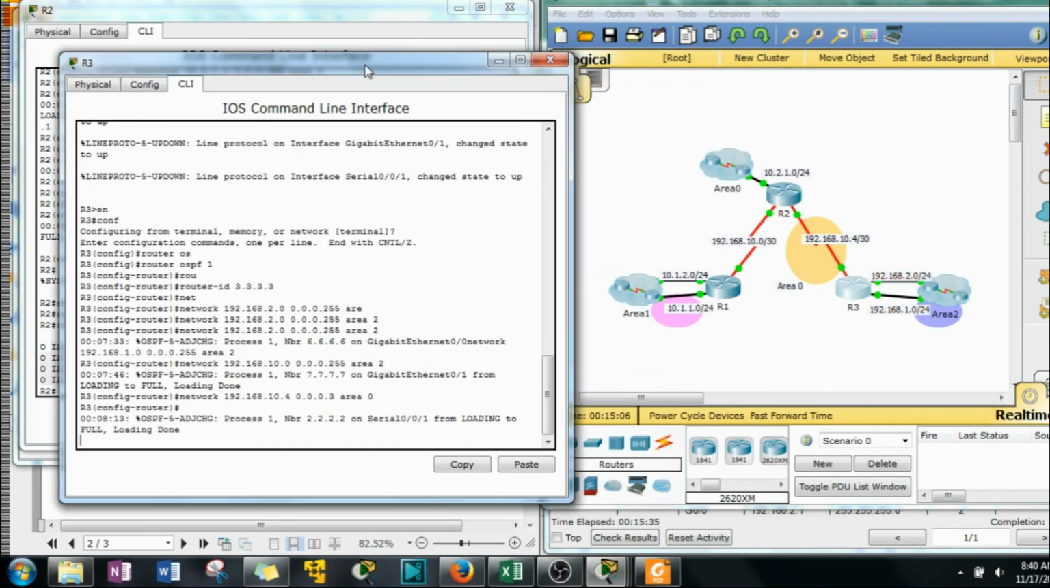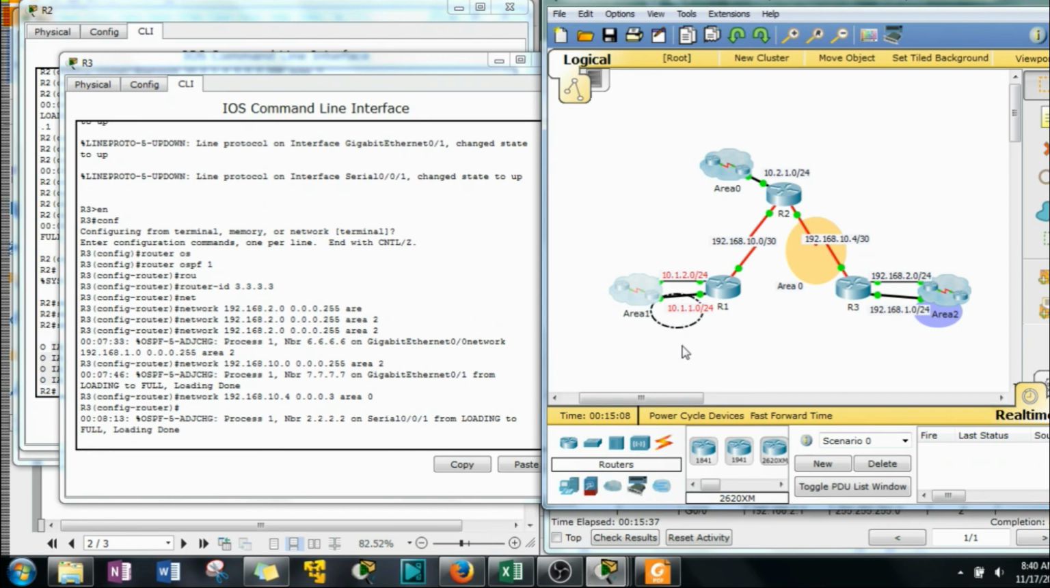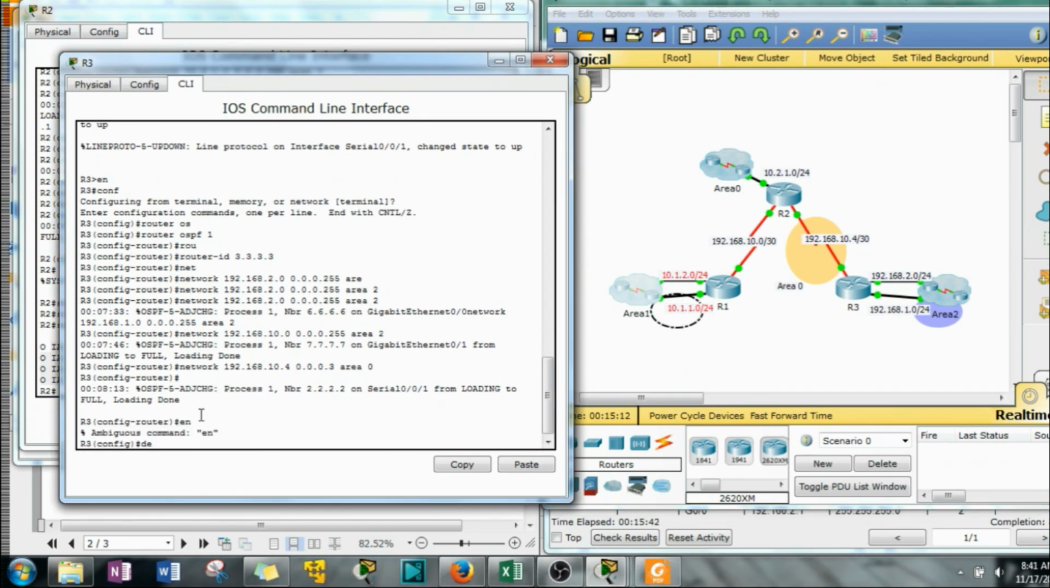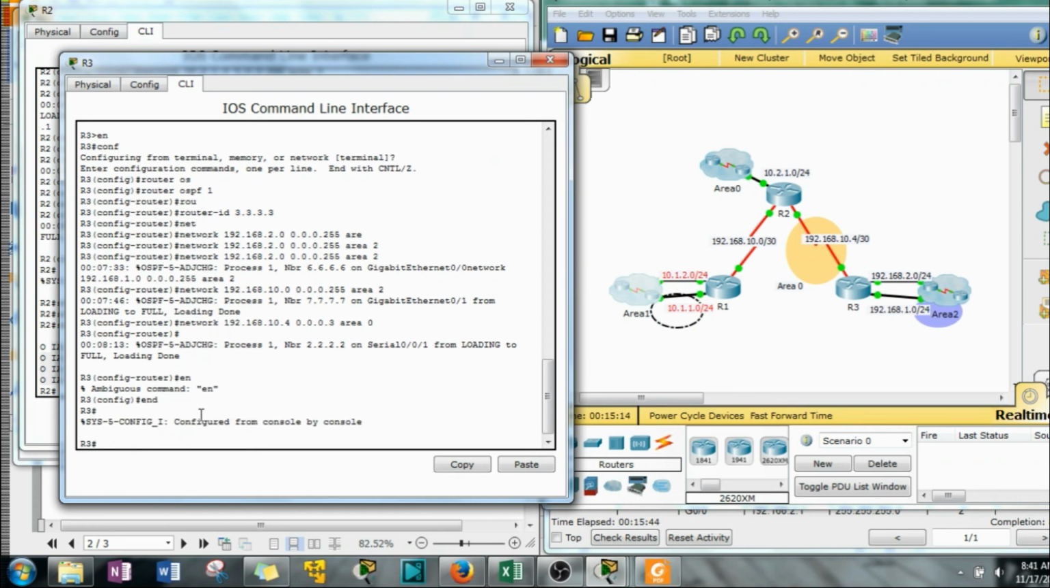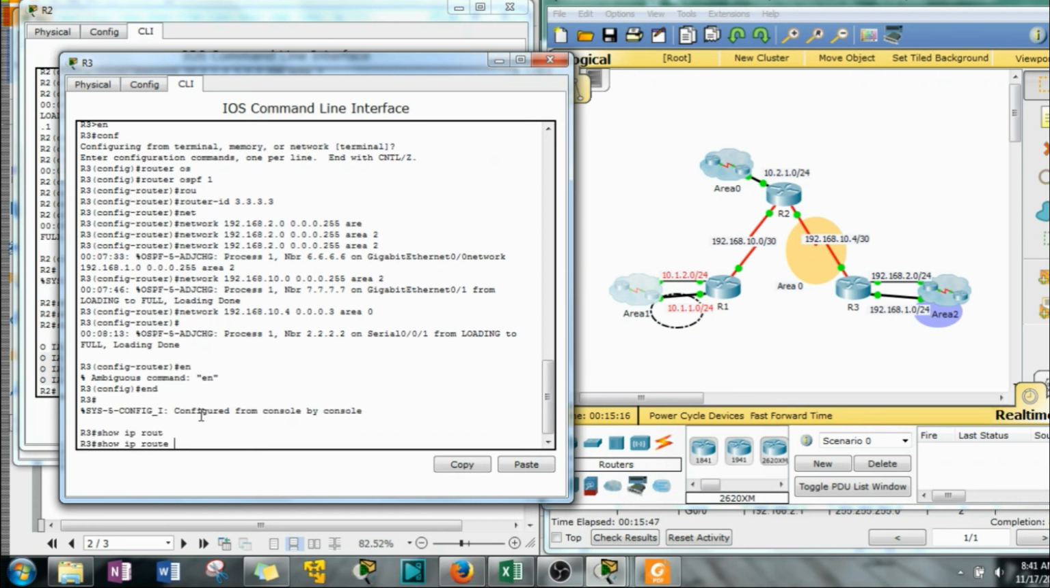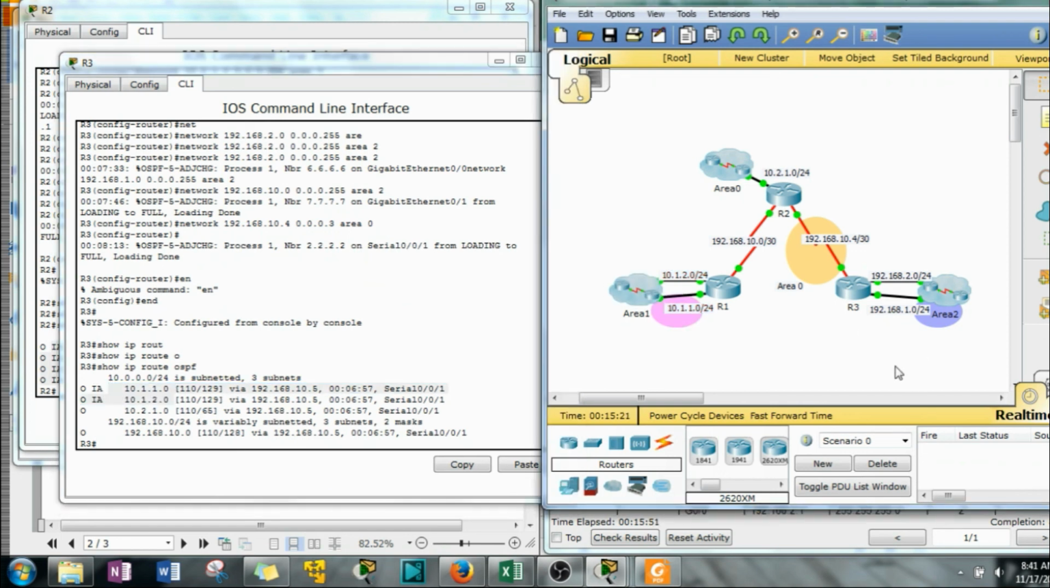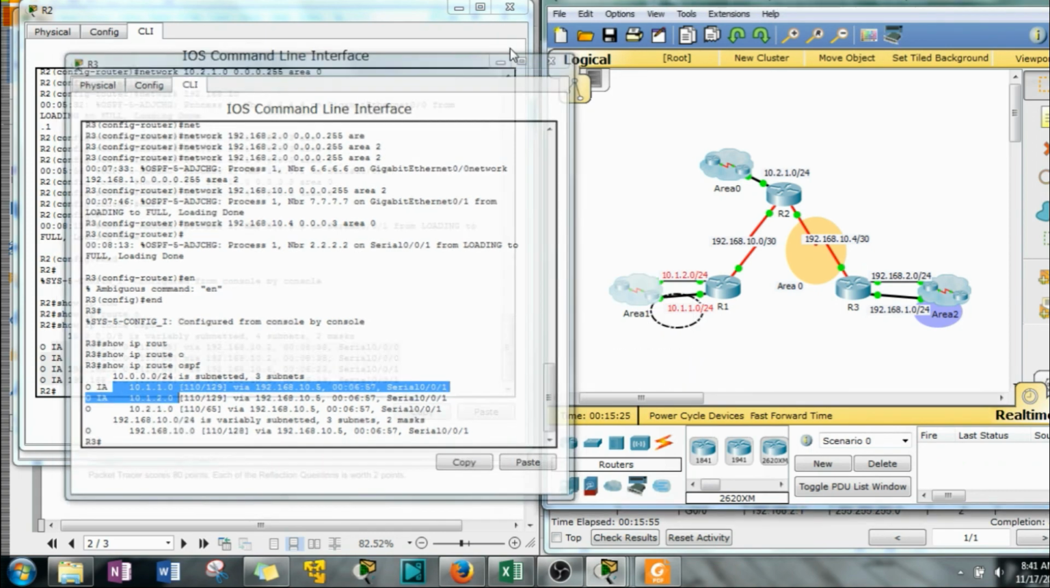Lastly, R3, and of course you kind of see where we're going with this. It's going to have to learn about those two. So again, we've got 2 routes over here that it doesn't know about normally, being that it's not connected to that area. So there you go.